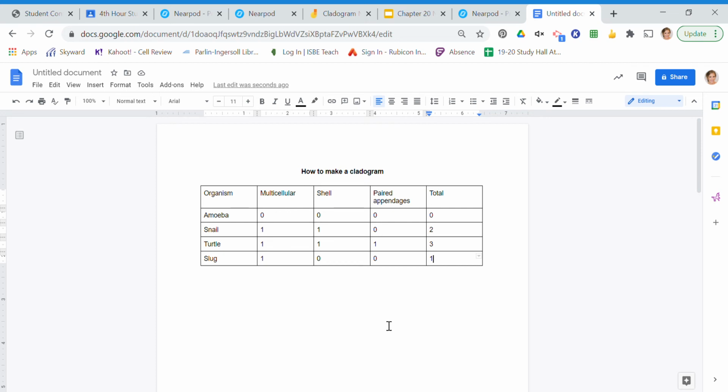What I'm going to do now with these totals is use this information to create my cladogram, or my evolutionary relationship between these species. I'm going to start by just drawing a horizontal line and putting the organisms on here. I'm going to start with the organisms that have the least number of shared traits and then work my way up the tree to include the organism with the most shared traits. So I will start with the amoeba because it has the least amount, and then I'll go in order and put the slug, then the snail, and then the turtle.